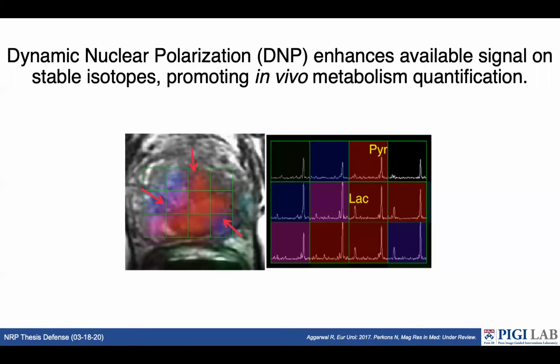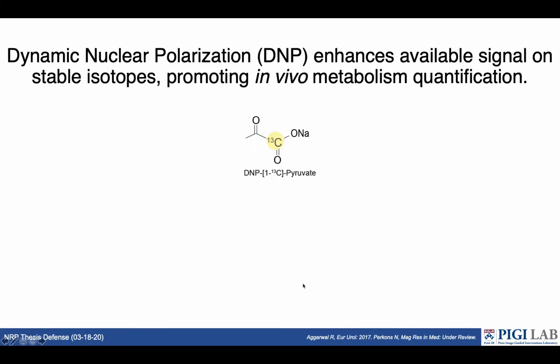And as I promised, I'll take a little bit more time to talk in detail about dynamic nuclear polarization. It's a technique that helps us to enhance the signal available on stable carbon isotopes. And what does that mean? So there are metabolites out there like pyruvate, this is an example, in which if you have it labeled with a C13, which is not radioactive, you can excite that nucleus so that with imaging techniques like NMR or MRI, we can get more signal out of it.